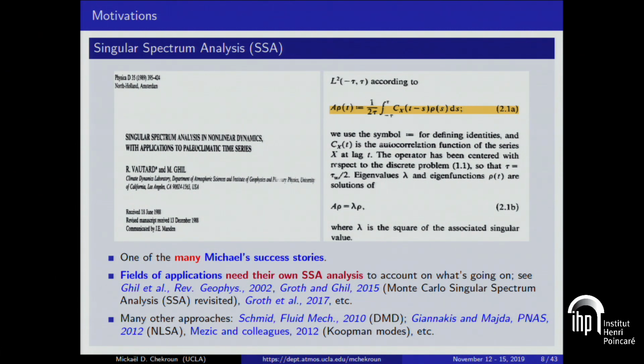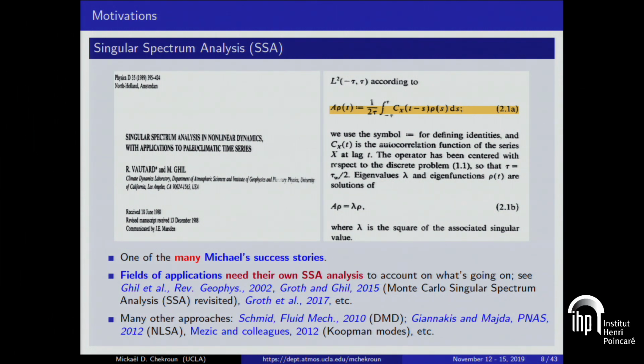And then there are other recent works. Of course, when you want to extract modes from data, there is a bunch of approaches, and all have their own advantages and drawbacks. Here I gave a very succinct list of recent works, like the so-called dynamic mode decomposition from Peter Schmid. And Giannakis and Majda also did a sort of nonlinear SSA, and then Mezić and colleagues worked on the Koopman mode, but there are many other approaches.